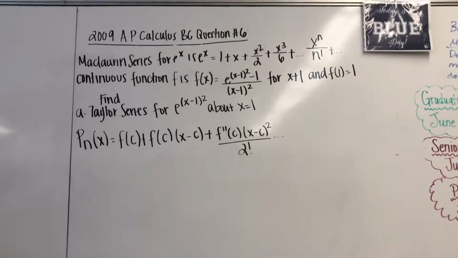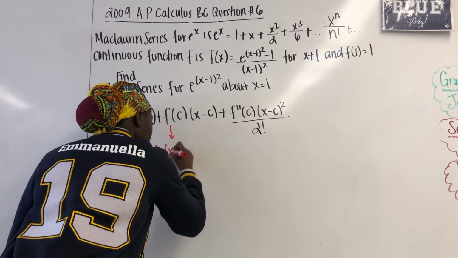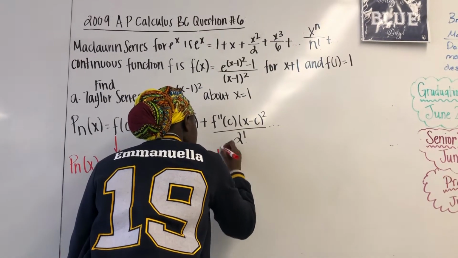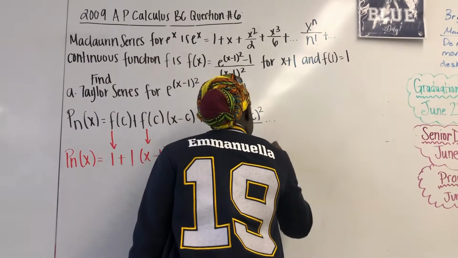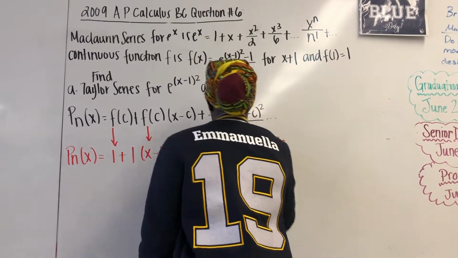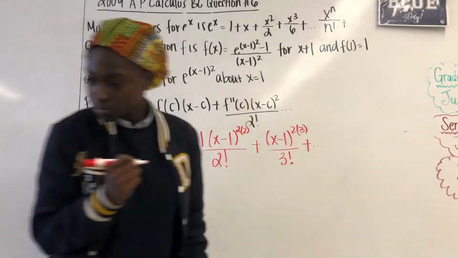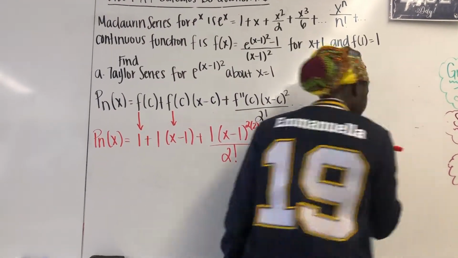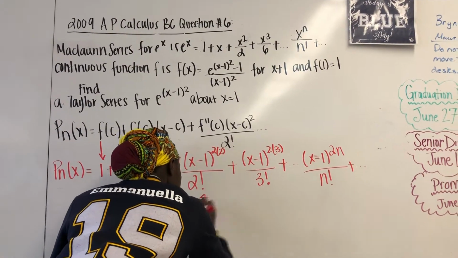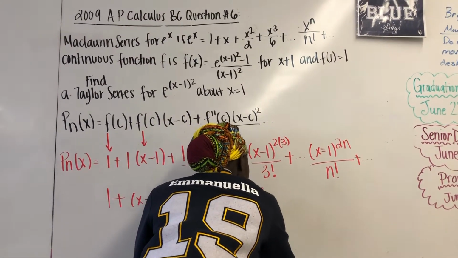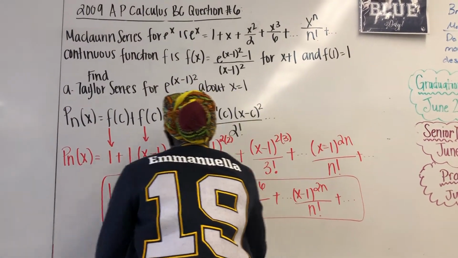In this case, c is 1, so you would plug in 1 for c, and it would be p sub n of x equals 1 plus (x minus 1) squared plus (x minus 1) to the 4th power over 2 plus (x minus 1) to the 6th power over 6 plus (x minus 1) to the 2n power over n factorial plus, and so on, which equals e to the (x minus 1) squared.